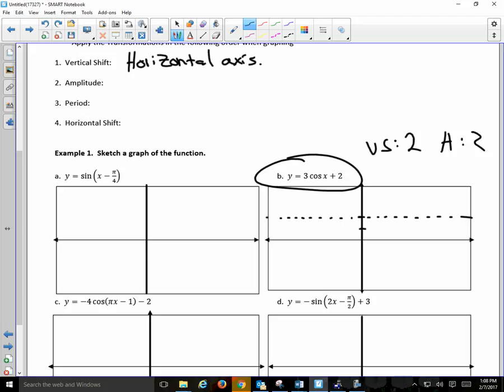This is where people get a little bit confused. If the amplitude is 3 and the vertical shift is 2, what's the highest point that it will go? It'll go up to 5. What's the lowest point that it would go? How do you get that, Jake? Yep, so you took 2 and added 3, and 2 and subtracted 3. You got 5 and you got -1.